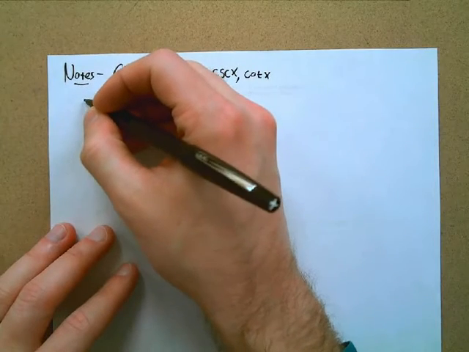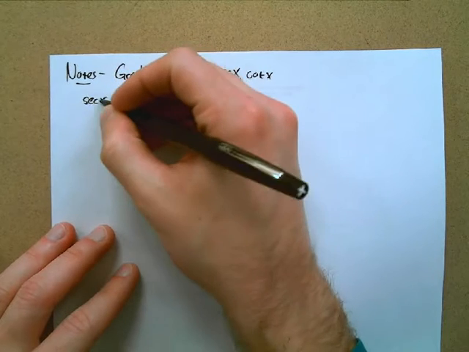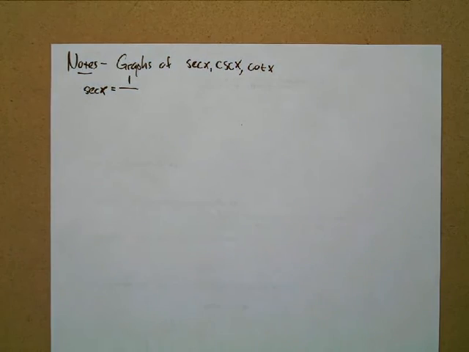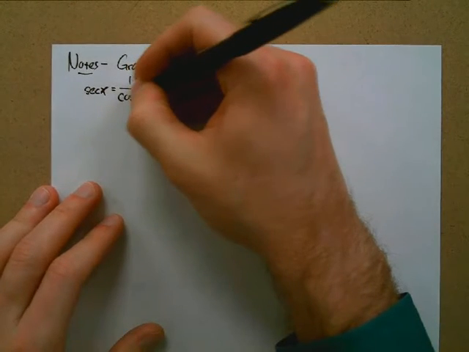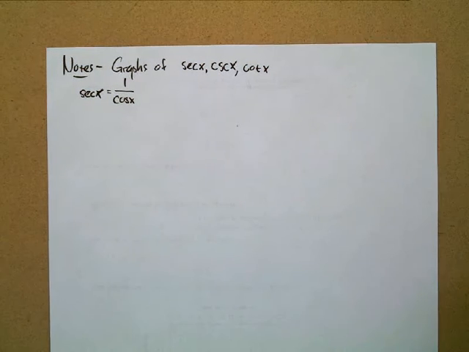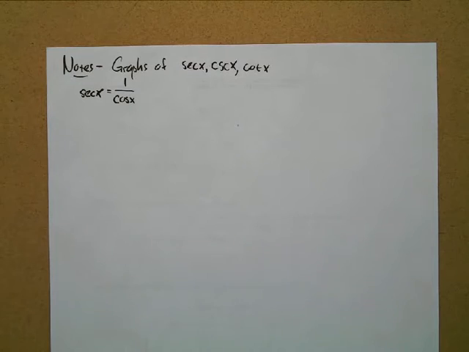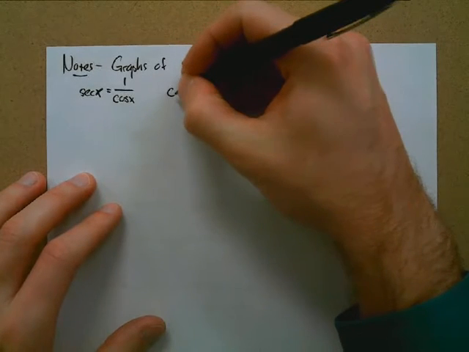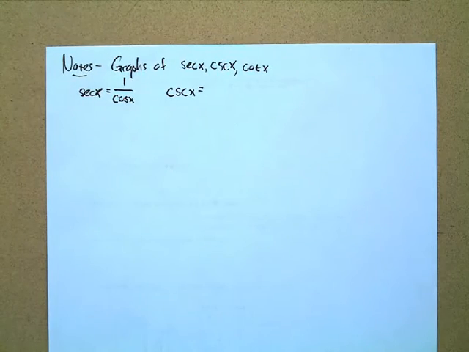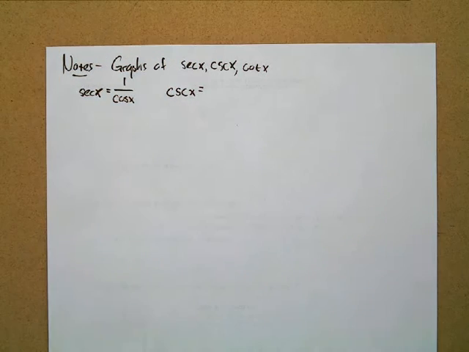So secant of x, remember, is equal to 1 over what trig function? Cosine of x. It's one of the silliest namings in math. Why is secant 1 over cosine? Well, that's just how it's defined as far as I know. And cosecant of x is the reciprocal of what trig function? Sine, so 1 over sine.